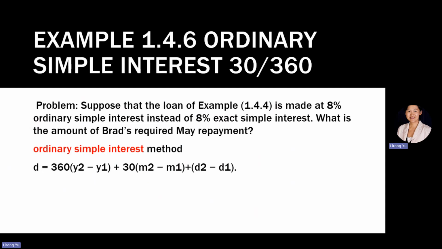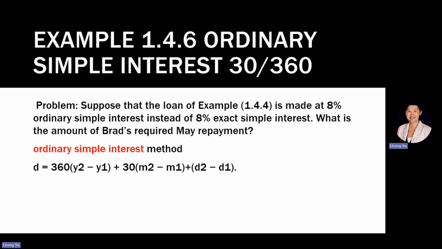Here's the calculation. You take 360 multiplied by year 2 minus year 1. This allows you to figure out how many whole years have passed. And then you take 30 times the ending month minus the beginning month. So it's the ending year minus the beginning year, the ending month minus the beginning month, and the ending day minus the beginning day.